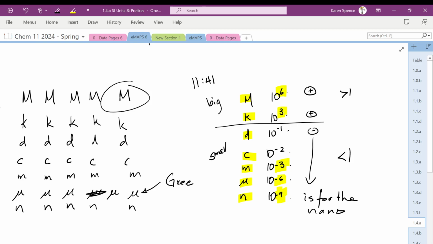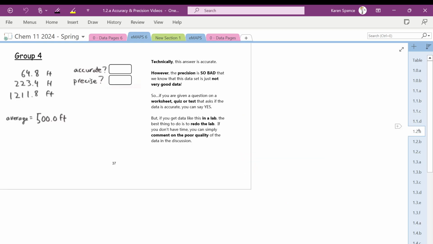You didn't watch it. Well, accuracy is how close you are to the true value. Precision is how close a series of values are to each other.